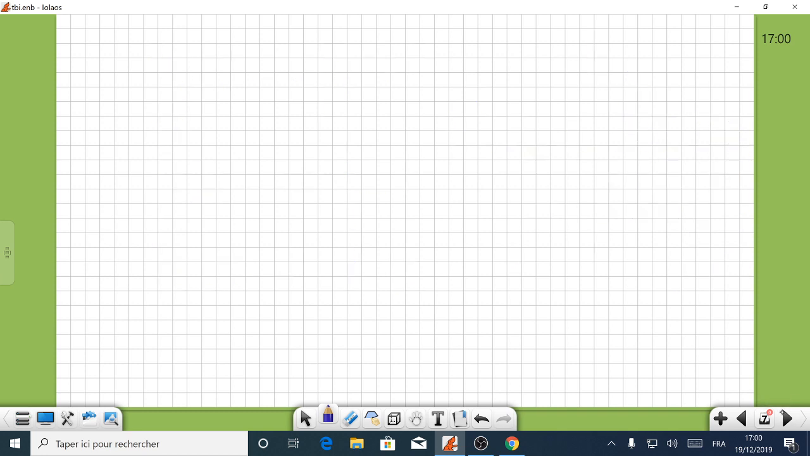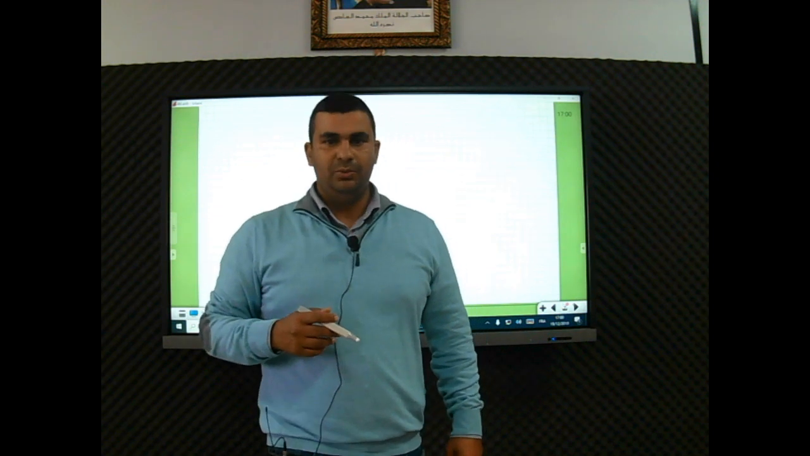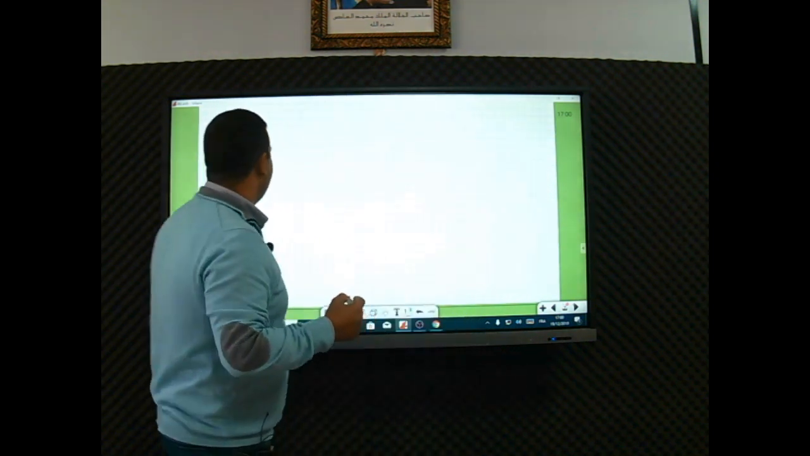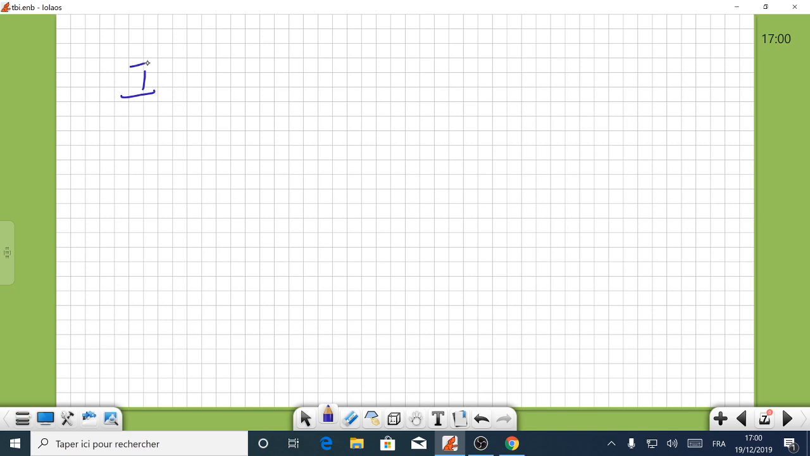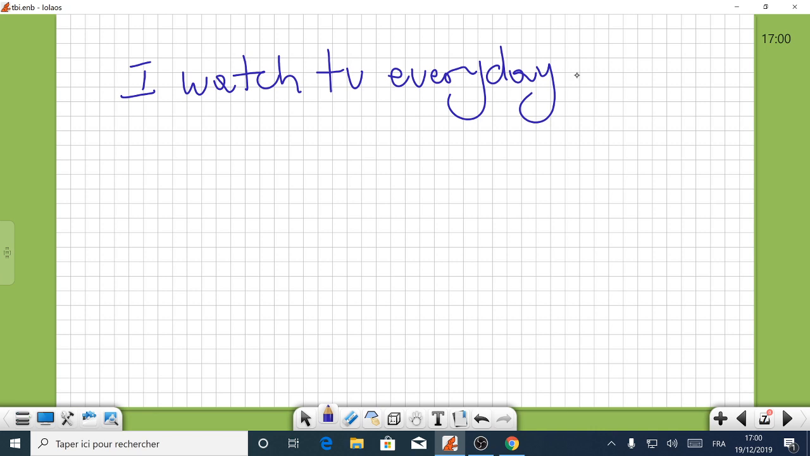Of course, we go to the next step. For the present simple in English, we have some uses. We use it to talk about some of the uses, and we are going to see them now. Of course, for example, when I say I watch TV every day, this is a sentence. What does it mean? Here we have frequency. Here we have repetition.